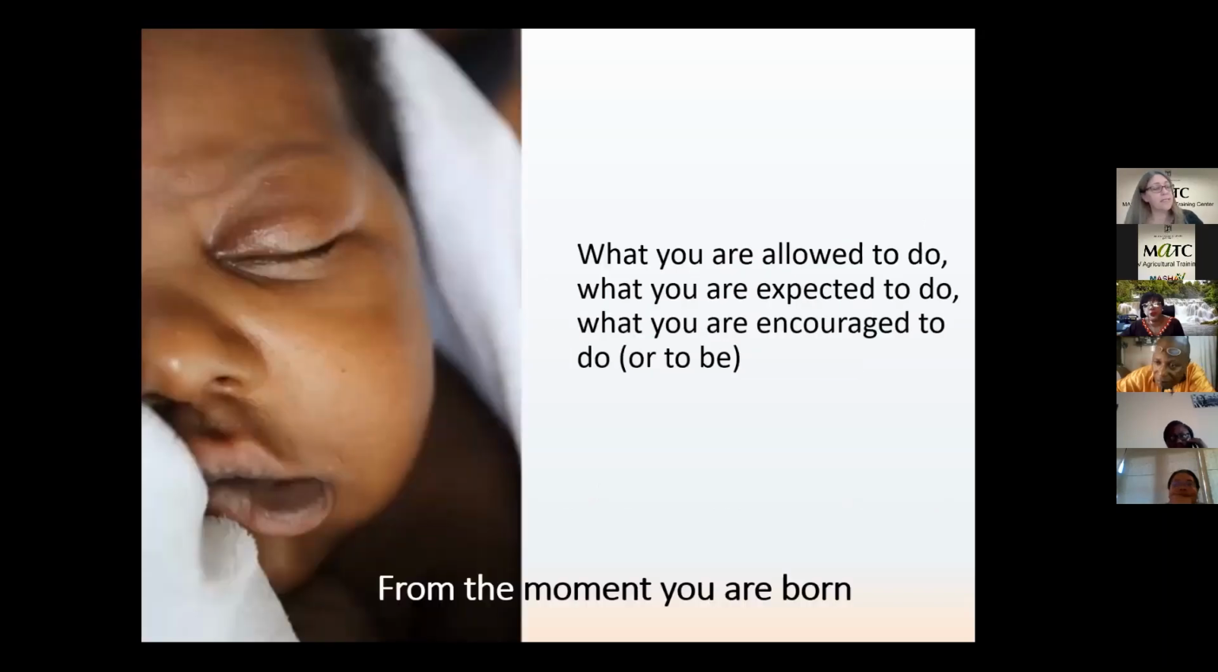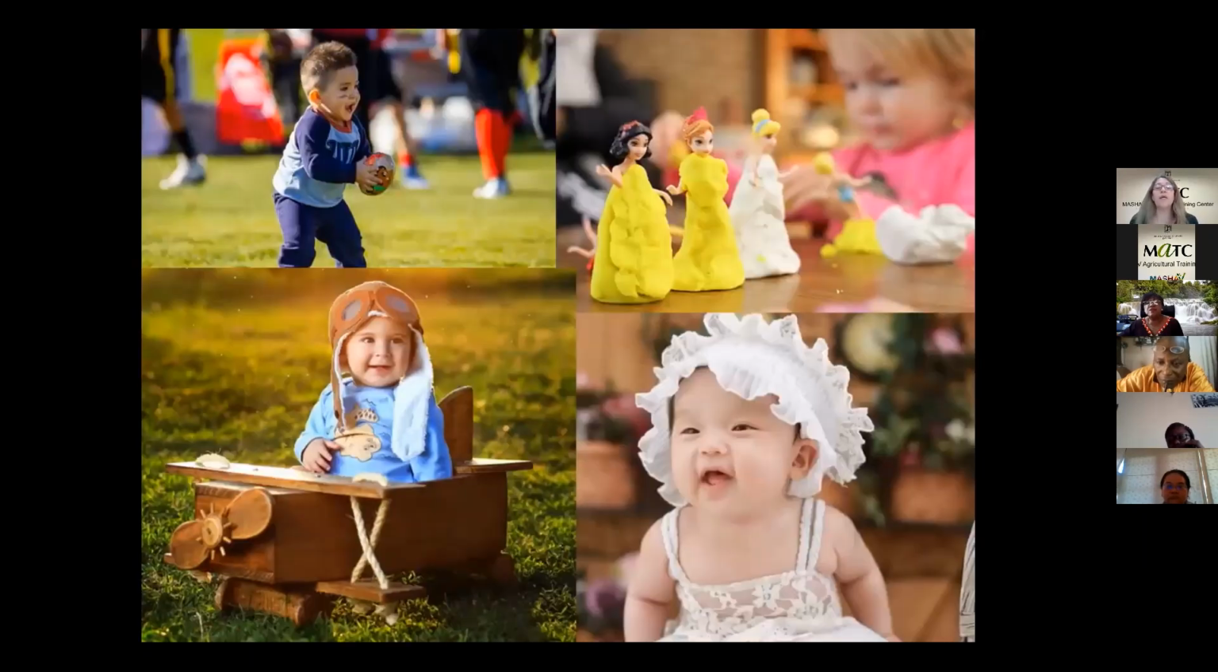Another term is gender identity, because from the moment we are born, we are told what we are allowed to do, what we are expected to do, and what we are encouraged to do or to be. From our earliest infancy, we are going through a process called socialization. Socialization means that we are dressed in a certain way, given certain toys, for example, cars to boys, or balls, or building blocks, and dolls and tea sets to girls.